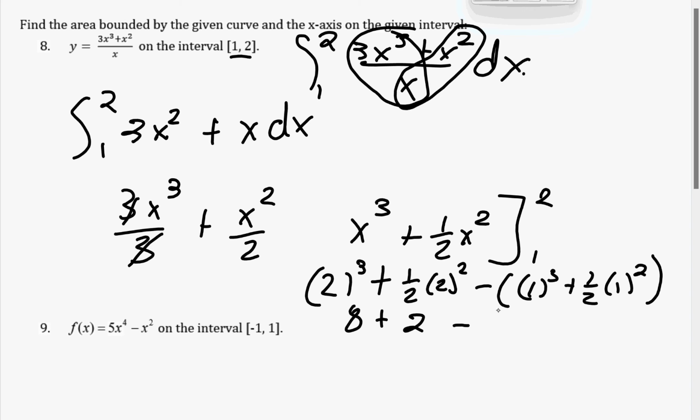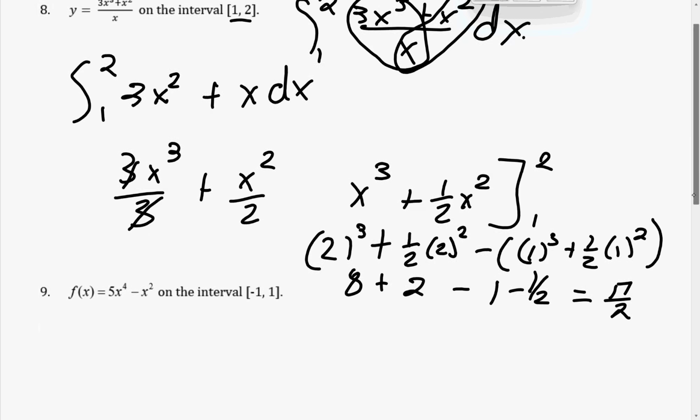Okay, so we get -1 minus 1/2, right? Distribute that negative. So we simplify that, and we get 17 halves. Okay, so we just put it in terms of halves, so that'd be 16 halves, that'd be 4 halves, that'd be 2 halves, and then we can simplify that.